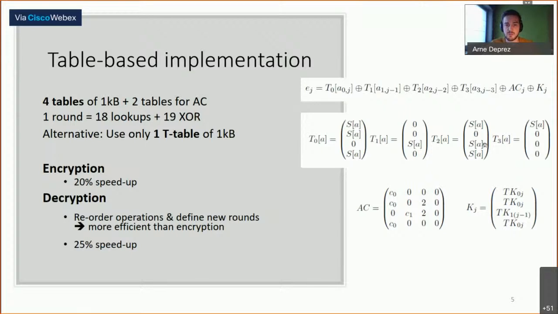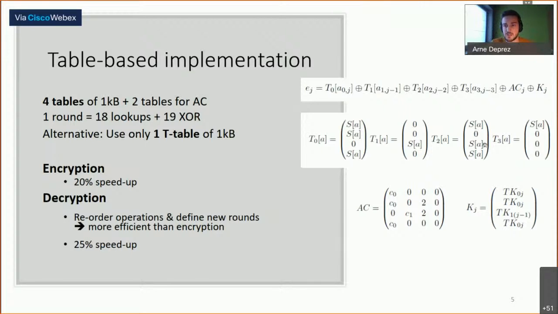A first type of platform is a platform where cache timing attacks are not possible. There, lookup tables can be used to speed up the calculations. We came up with a way of defining the round function as a combination of 4 lookups and some extra tables for addition of the key and the constant. This way, one round of Skinny can be calculated with 18 lookups and 19 XOR operations.